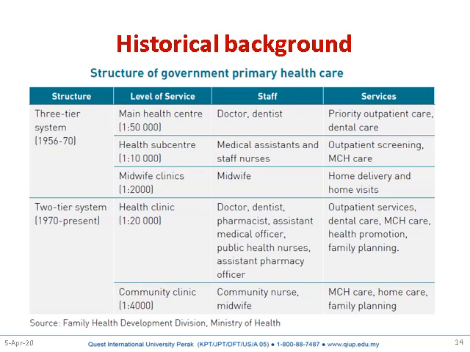Then the next tier in the two-tier system is the community clinic or Klinik Desa, one for 4,000 population. Two types of staff were there. One is a community nurse and one is a midwife. For 4,000 population, one community nurse and one midwife. What all services are given? Maternal and child health care, home care, and family planning.